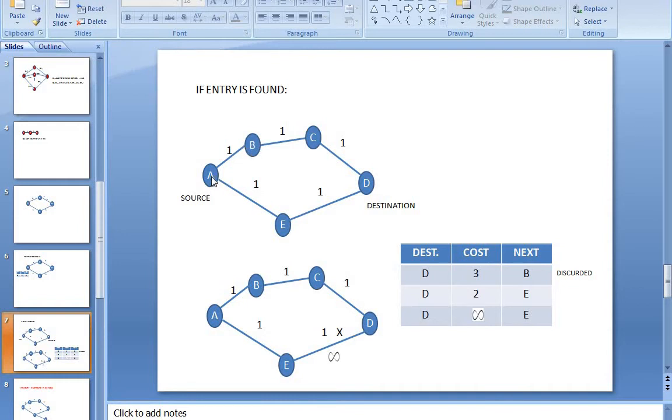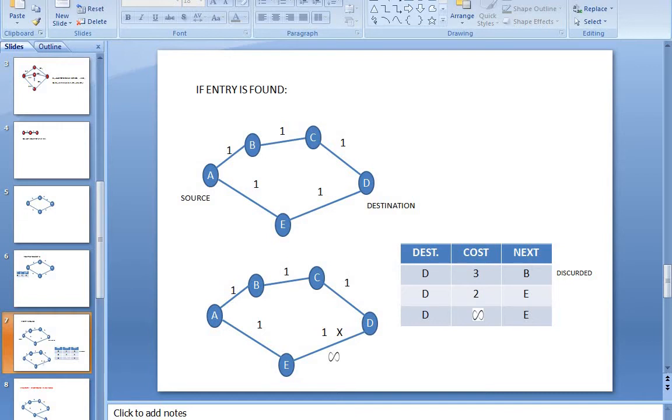But if A sends the data from router A to router E and router E to router D, then the destination is D but the cost will be 1 plus 1, 2, and the next router will be E. So the better one is the second one, where the cost is less, therefore it will be selected. If the next hop is the same, it means some changes have happened in some part of the network.